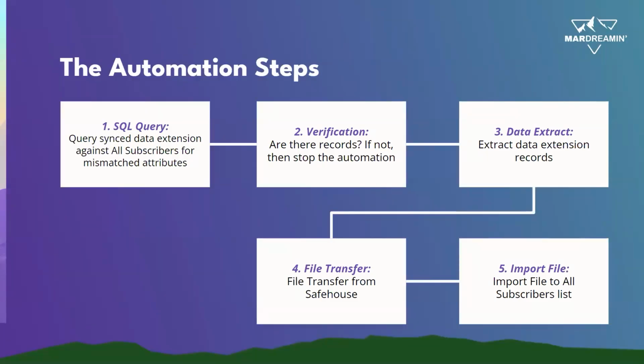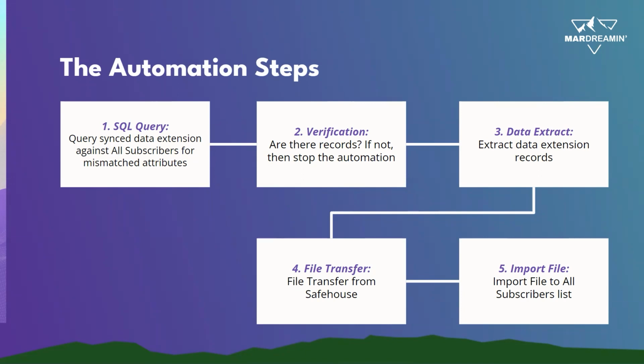How do we solve for this? Well, you can do it the manual way, which is to always make sure you're importing information into the all subscribers list, in addition to whatever updates are being made on the data extension itself, or you can automate it. And because we're huge fans of automation here at Serconte, I would recommend that latter option. So how do we do this?